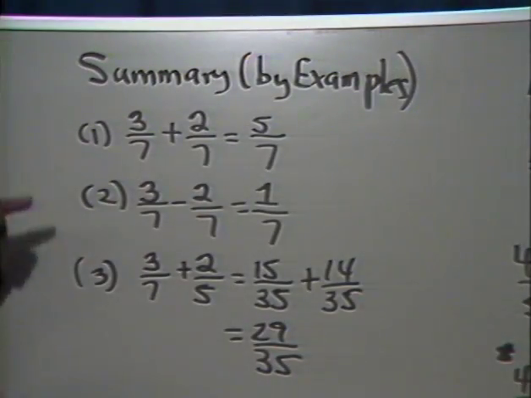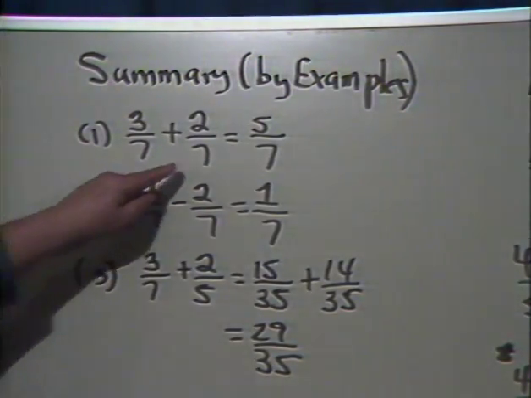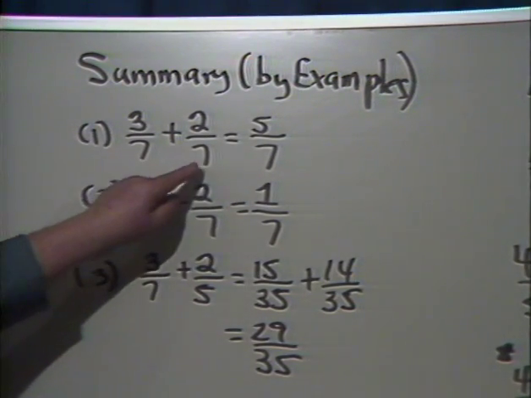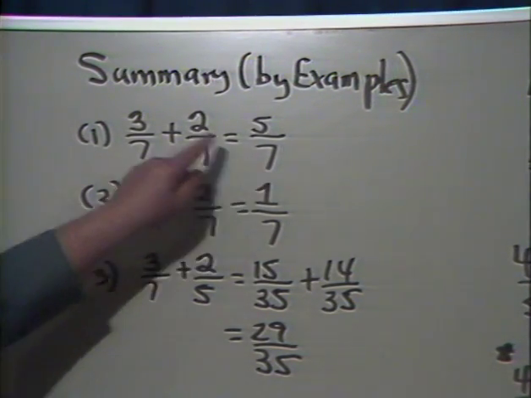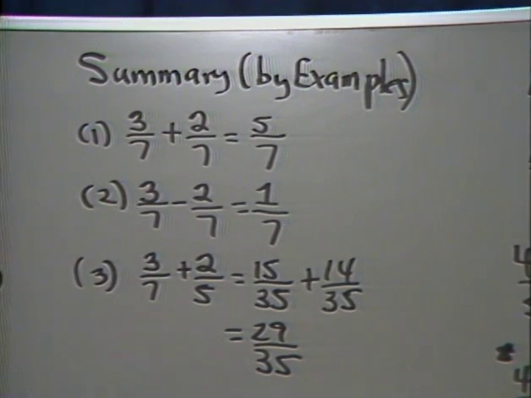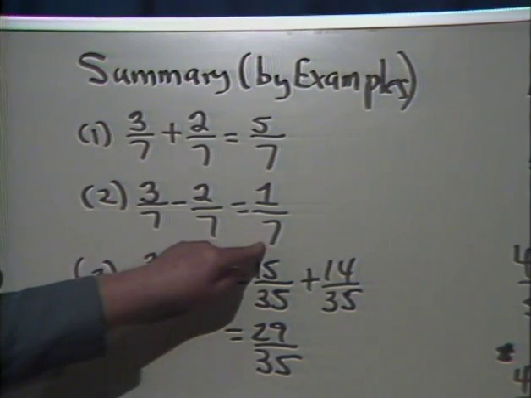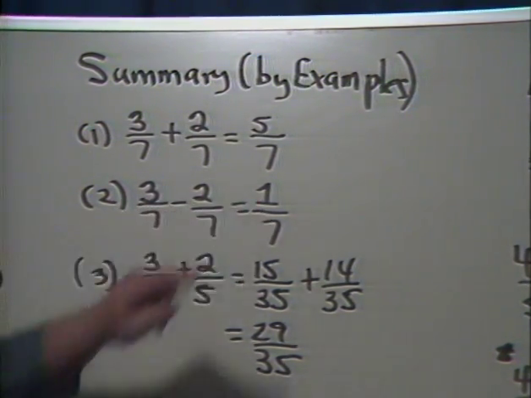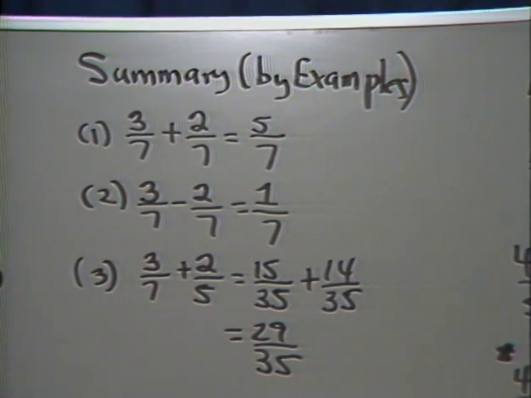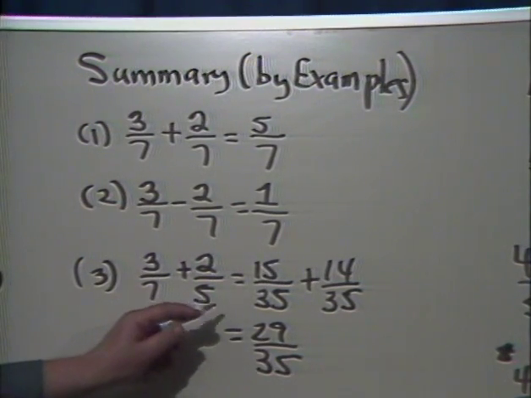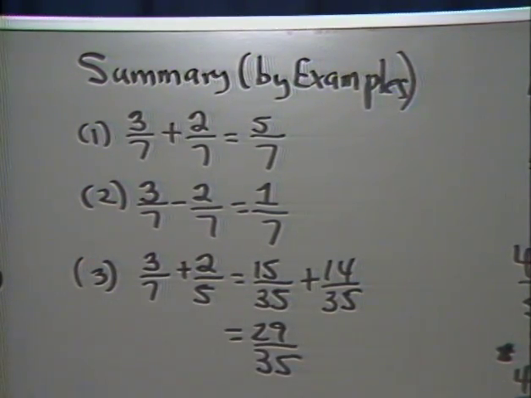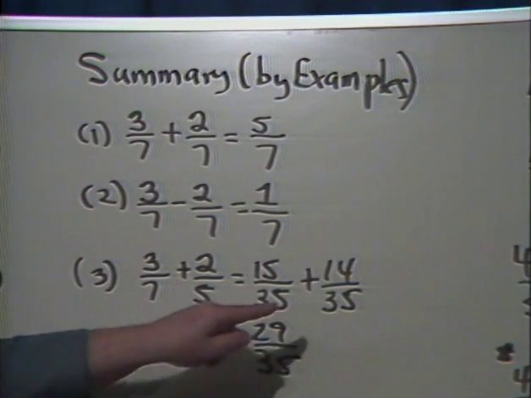And let me show you this in terms of a summary. Let's look at the 4 basic operations together. When you add 2 fractions, if you have a common denominator, keep the common denominator and add the numerators. See, 3/7 plus 2/7 is 5/7. If you're subtracting with a common denominator, keep the common denominator and subtract the numerators. See, 3/7 minus 2/7 is 1/7.